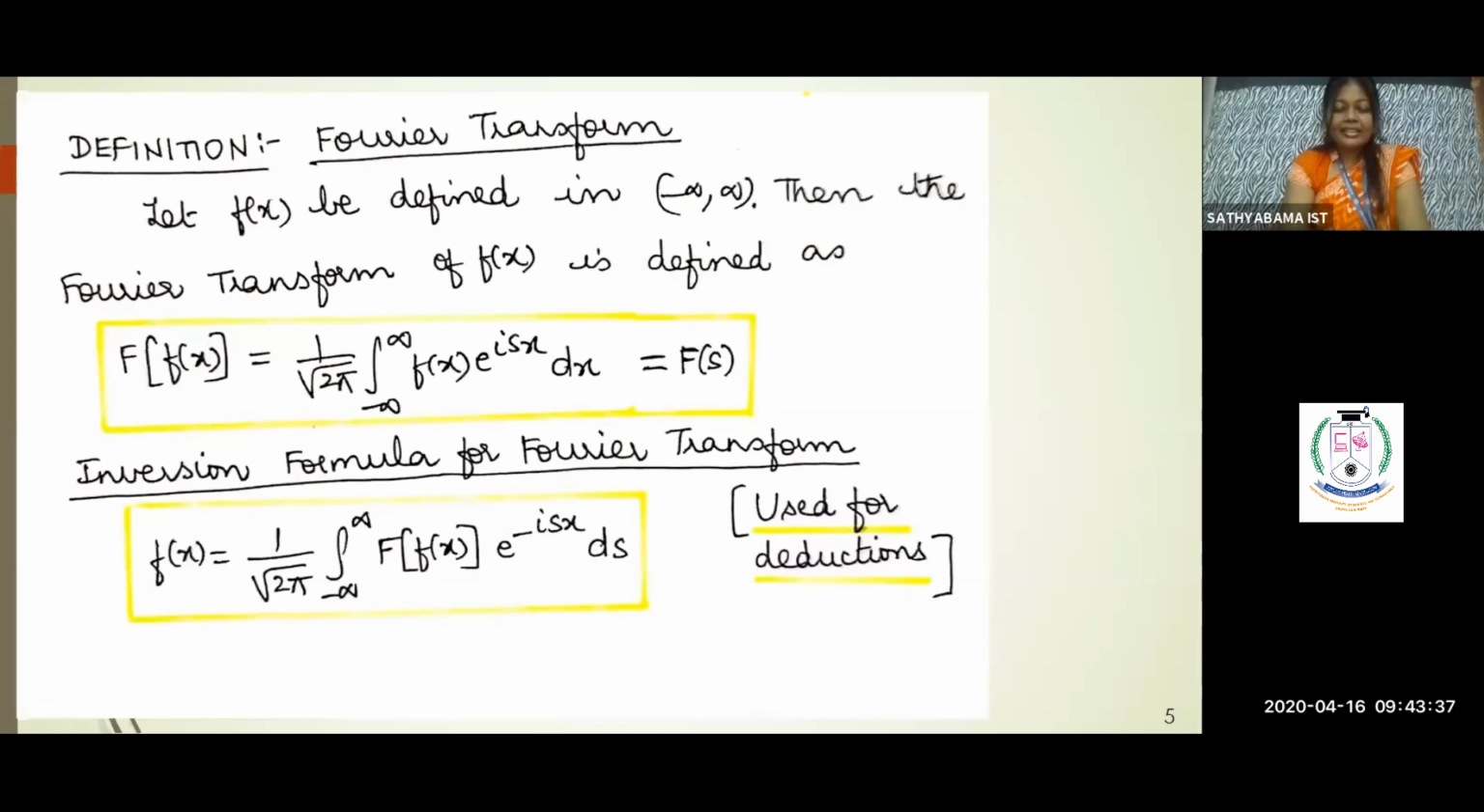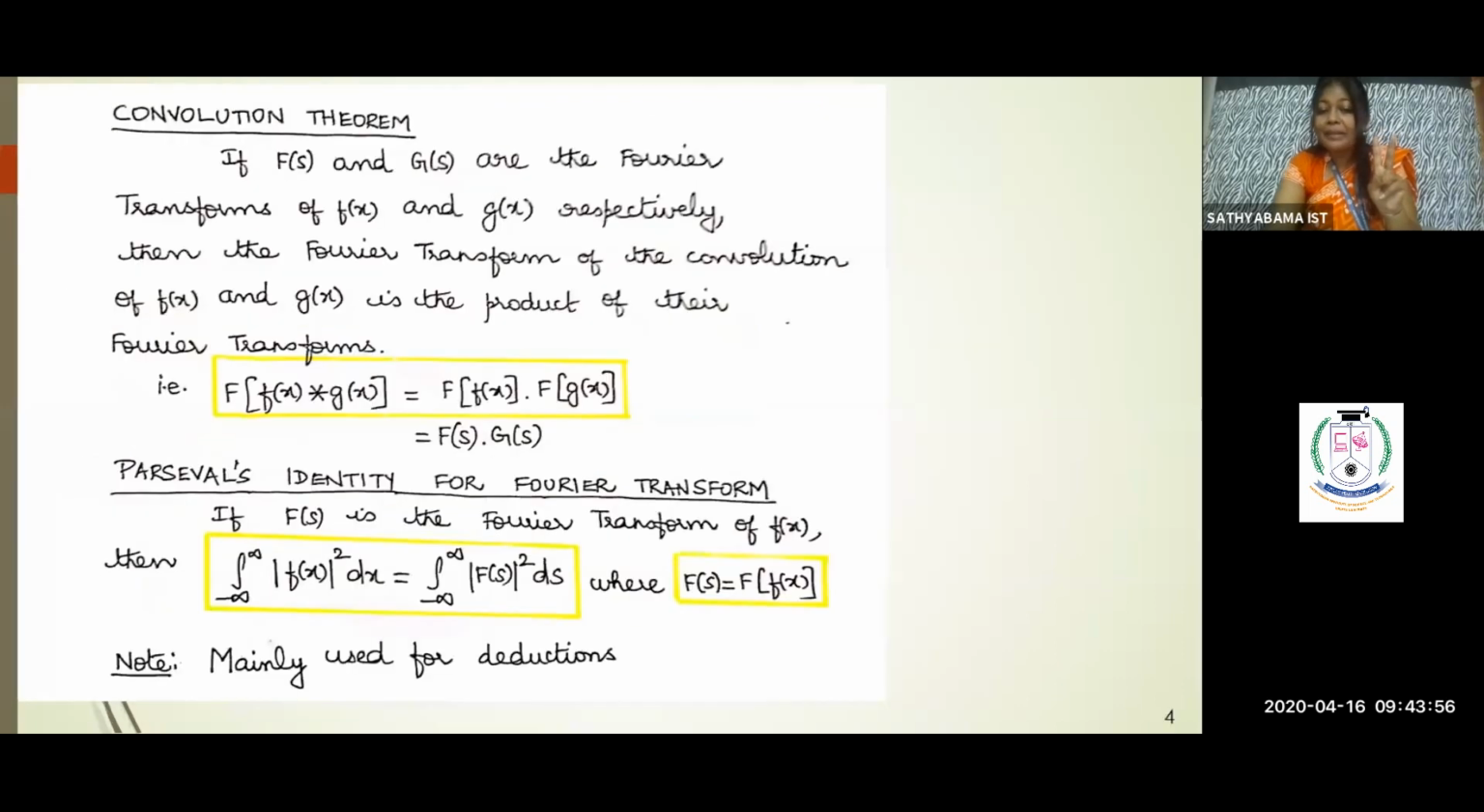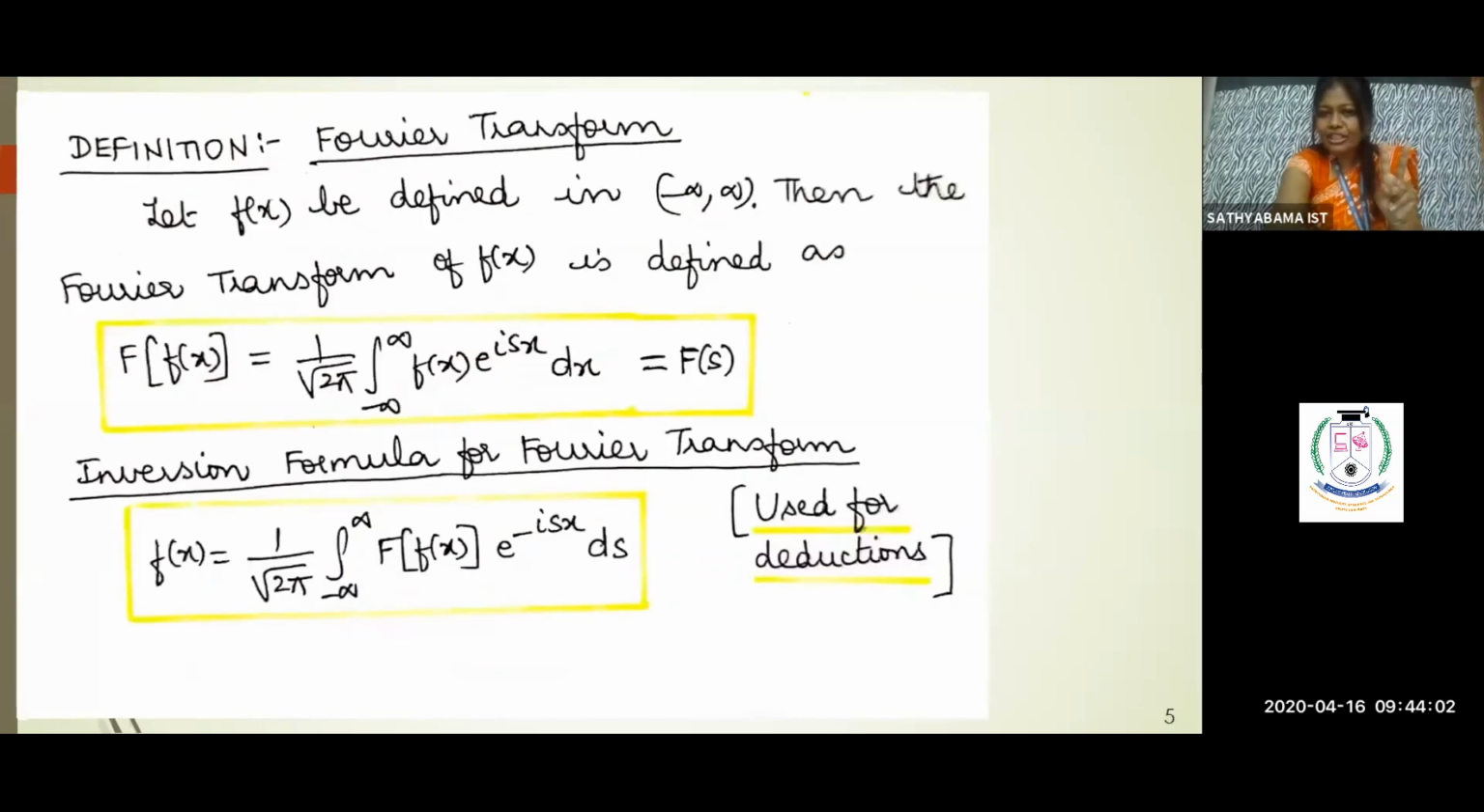So these two I want you to remember, and also remember the inversion formula is again used for deductions. What have I told you so far? For deductions there are two things that we're going to use. One is the inversion formula, the other is Parseval's identity, which we saw in the previous slide. These two you have to remember by heart, apart from the definition of Fourier transform that I've given you. So these are the three formulae that you have to remember.